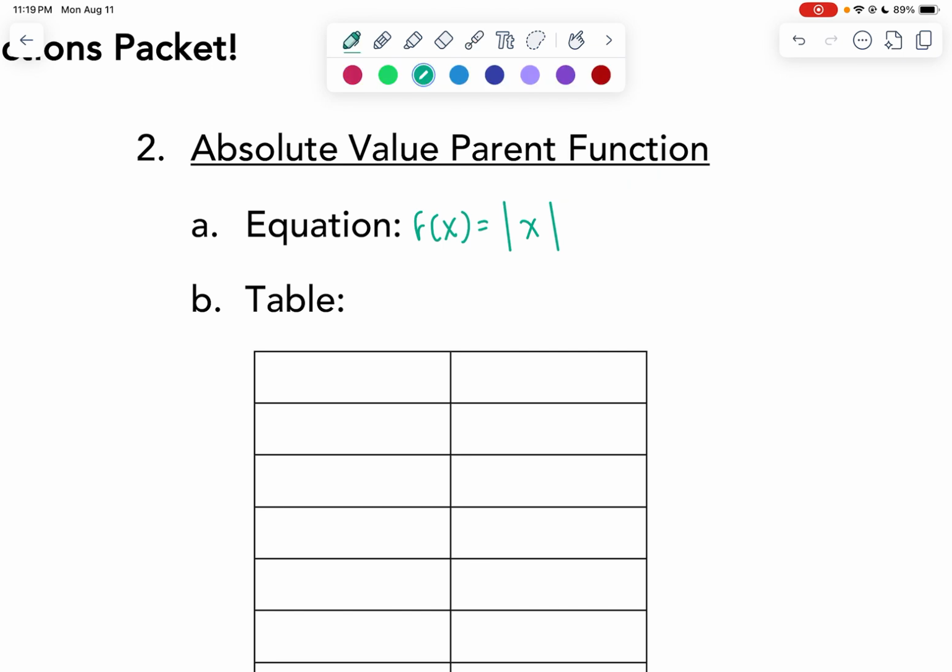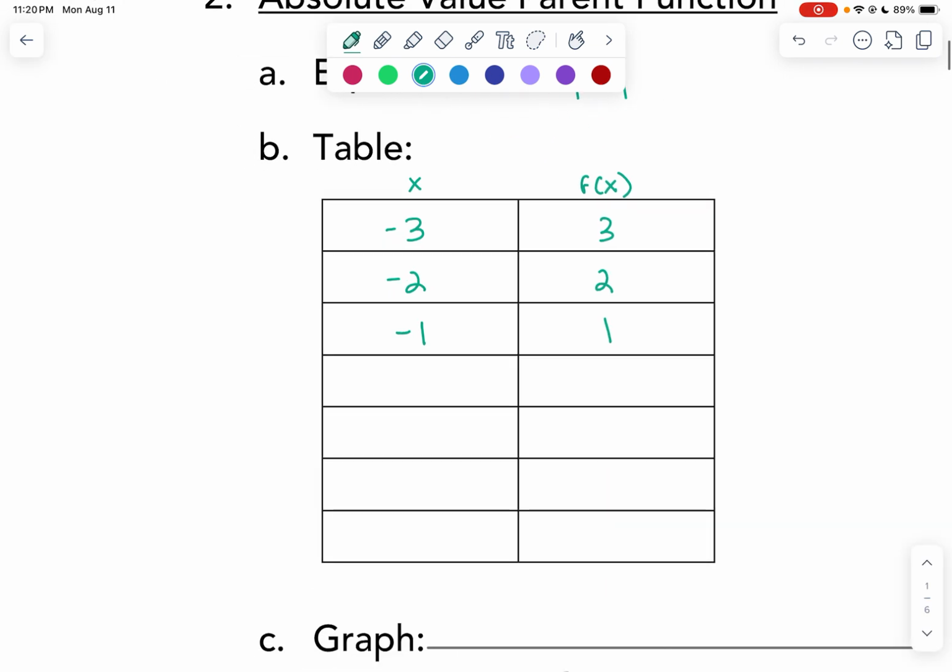So I'm going to plug in some values for x, and then we're going to see what we get for f of x. Now, remember that absolute value takes what's inside and makes it positive. So if I plugged in a -3, that would become a +3. So -3 would become a +3, -2 would become a +2, -1 would become a +1, 0 would remain unchanged, and all of our positive numbers, 1, 2, and 3, would stay the same.